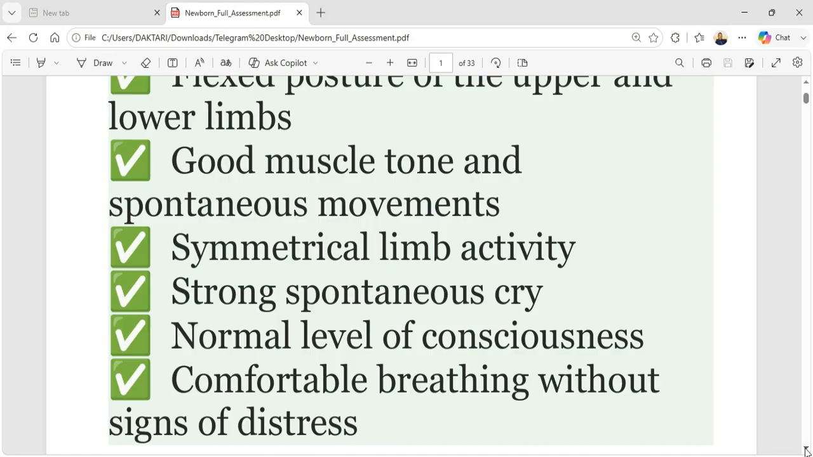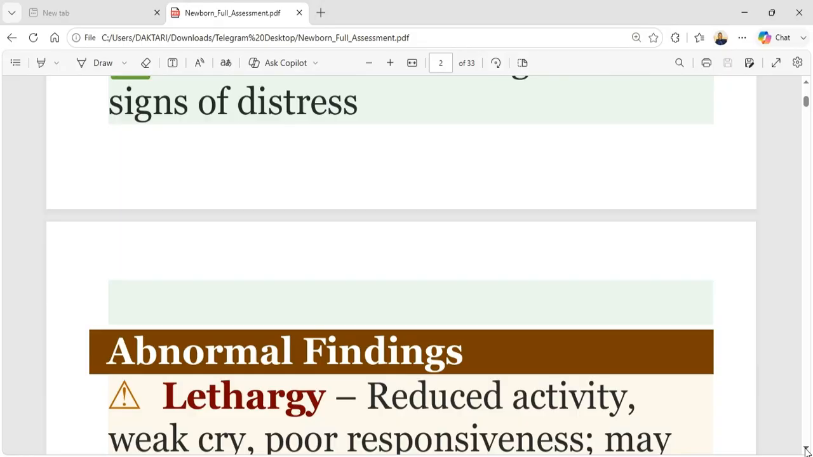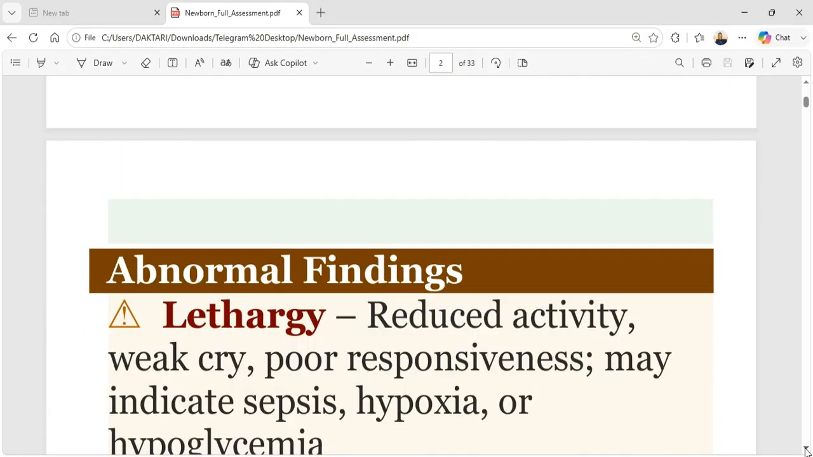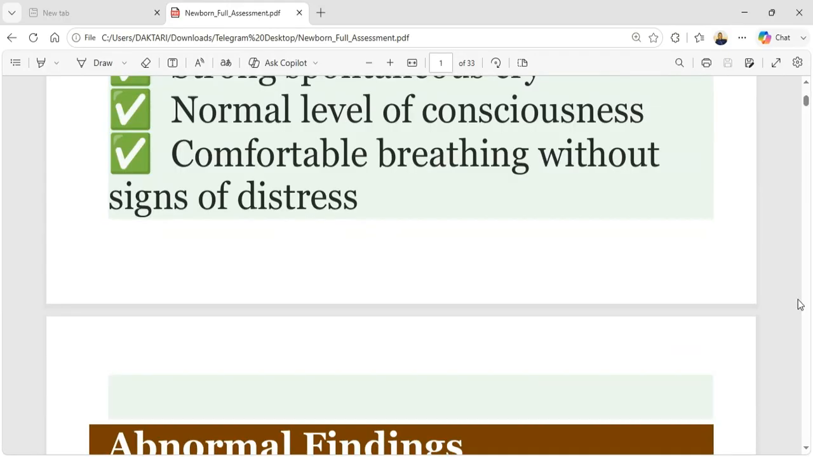Many other complications can also come from failure to cry. The baby can even be dead. You don't know. So the normal level of consciousness is also checked, as well as uncomfortable breathing without signs of distress. You can count the respiratory rate, and you can use vital monitors to check on the vital signs. So that is that.